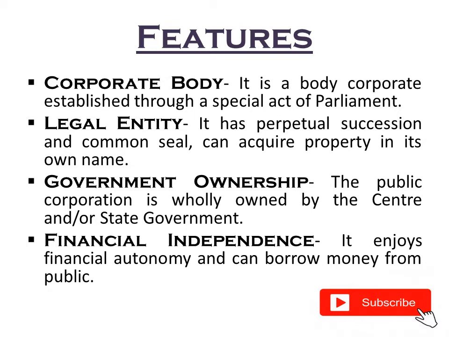The second feature is legal entity. As I've told you, as in the company form of organization, in the same way it also has perpetual succession, that means it goes on, and a common seal. A common seal is a kind of signature, like a normal person signs on his behalf giving his approval to any agreement or contract. In the same way, the statutory body also has a common seal that is put upon agreements as the signature of that statutory body, and it can acquire property in its own name. Because it's a legal entity, it can sue and be sued, and it can also enter into a contract by itself.